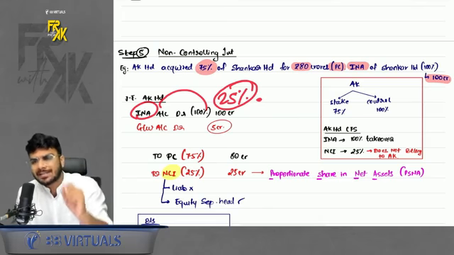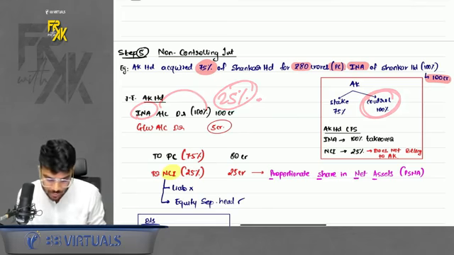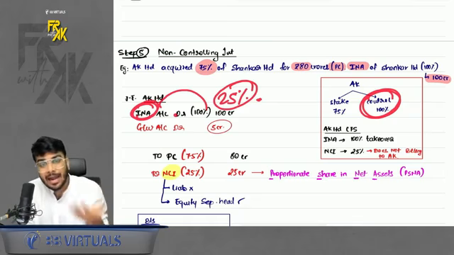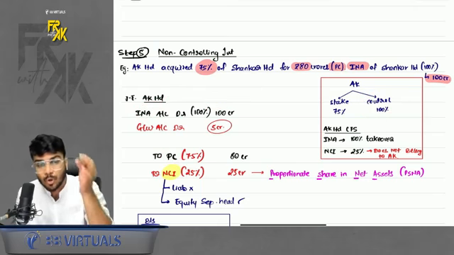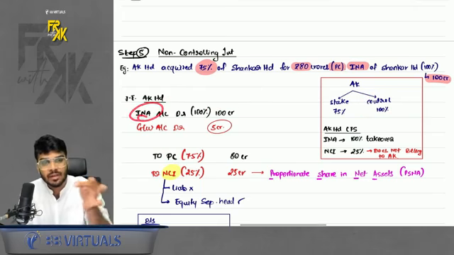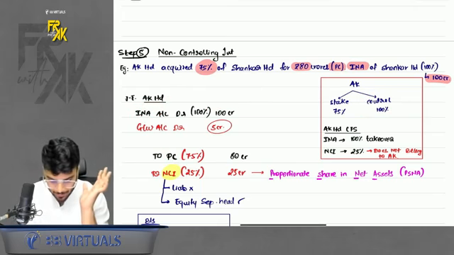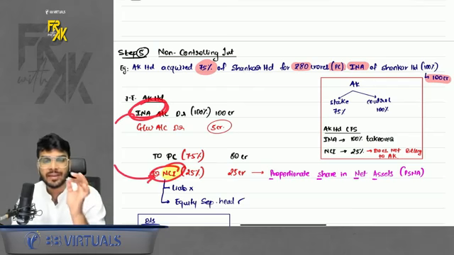Why did you record 100%? Because we control 100%. Therefore in CFS we take over 100% INA of the subsidiary, but in PC we give only for 75%. So the extra 25% INA which we record is known as NCI. As soon as you debit the INA, you will create a corresponding credit in the name of NCI.